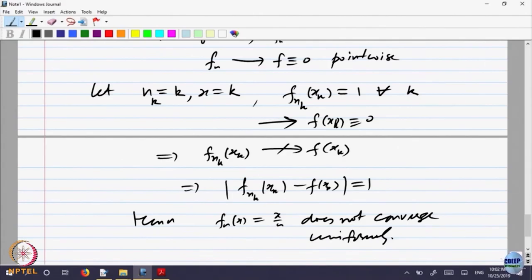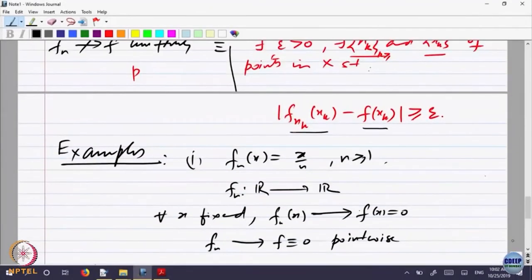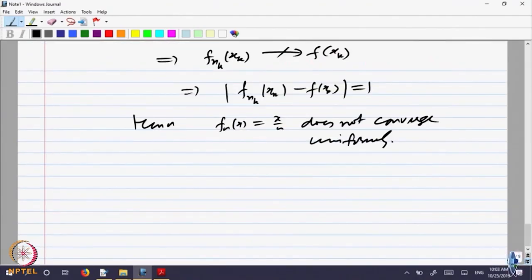The criteria I gave for not uniform convergence means we are able to find a sequence n_k of natural numbers and a sequence x_k in the domain, such that f_{n_k}(x_k) does not converge to f(x_k), or the difference always remains bigger than or equal to 1. So, I have applied this criteria to this sequence. This sequence converges pointwise, but not uniformly. Okay, so let us look at some more examples.